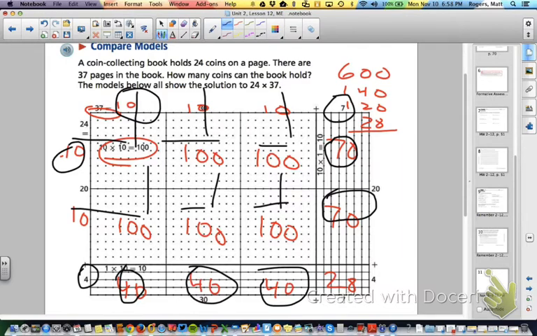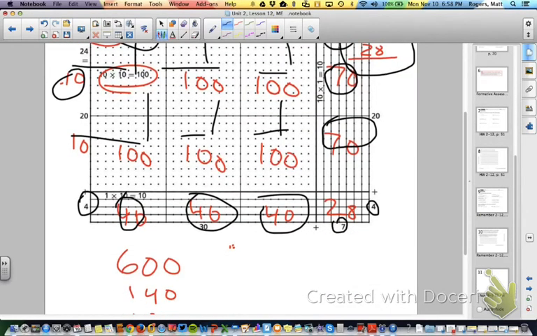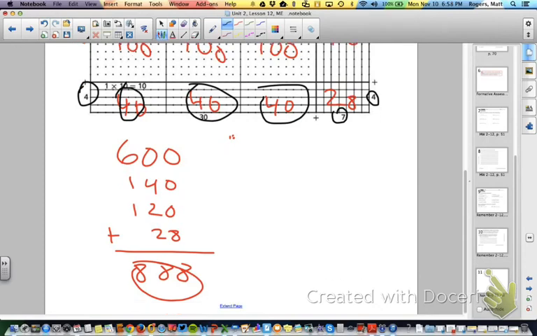So right now I have 600, two 70s, three 40s, and then I have a multiplication problem of 7 times 4, which gives me 28. And you can see up in this top area here, we take all of the partial products, 600, 140, 120, and 28, and we add them all up, as we showed down below, which gives us the number 888.